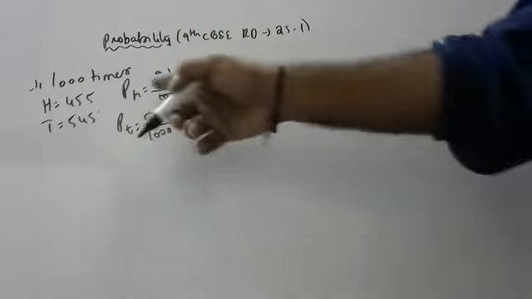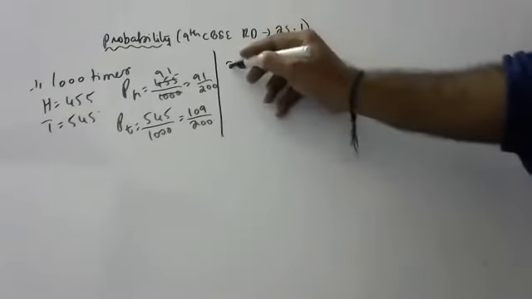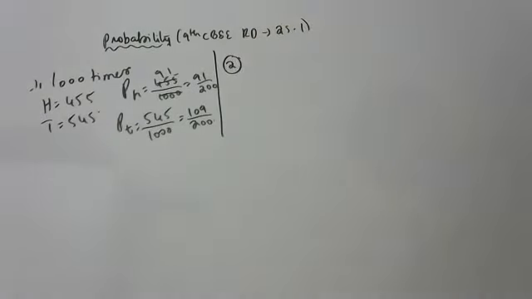Children, as I told you in the basics, if you remember, the sum of probabilities of all events is equal to 1. This plus this, 91 plus 109 is 200, and 200 by 200 is 1. This is the first sum. The second sum I am also explaining. From the third sum onwards I will ask you, children.